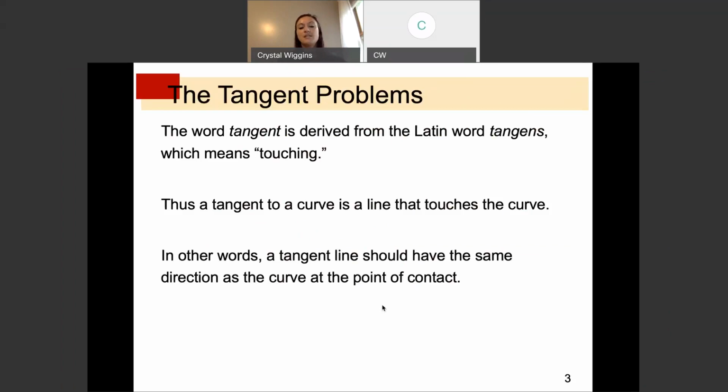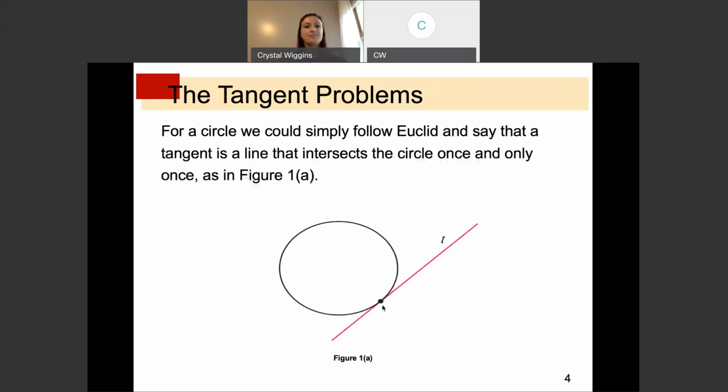In other words, a tangent line should have the same direction as the curve at the point of contact. It's really important to know that we are talking about one point of contact. So for a circle, we could simply follow Euclid and say that a tangent is a line that intersects the circle once and only once, as in this figure below. There is a point on the circle, and the tangent line goes straight through that point and not through the other points.